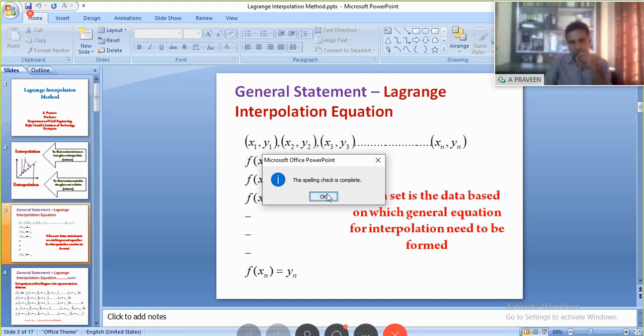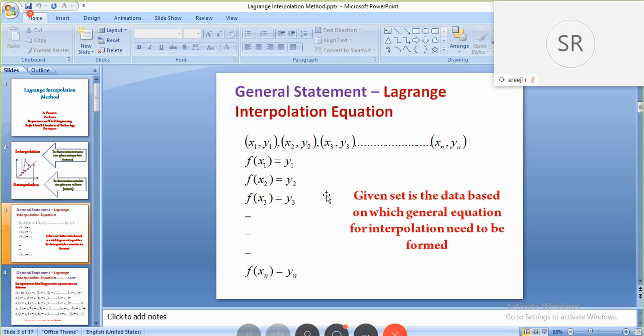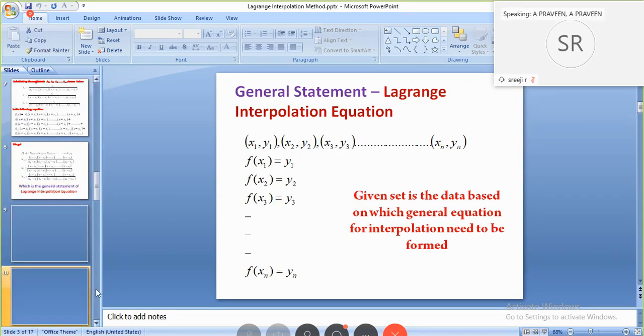Is that okay? Yeah, okay, sir. And so we have one question from a student: how can we find f of 2.3 in this question? He has asked that, and I think it's a doubt from that solved problem. Okay, great.